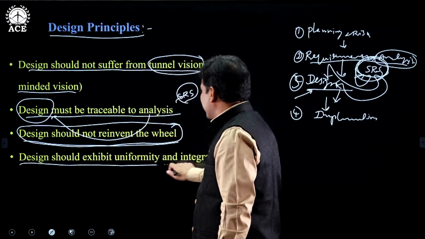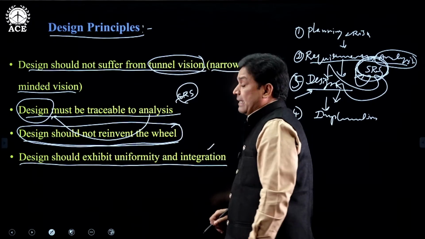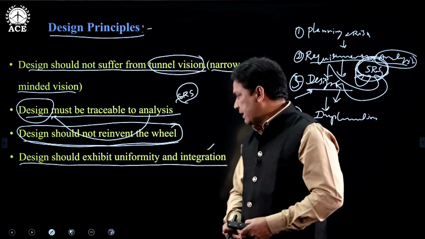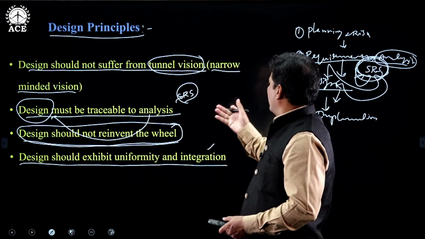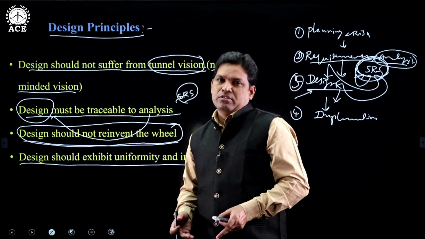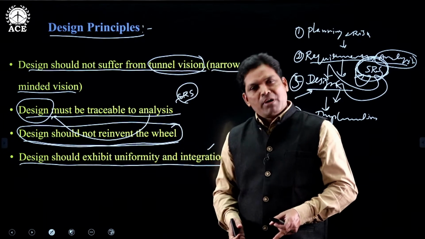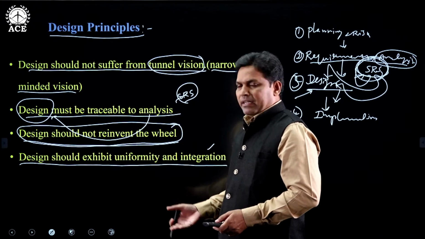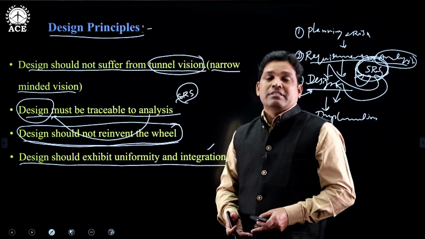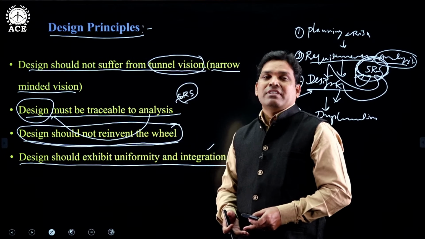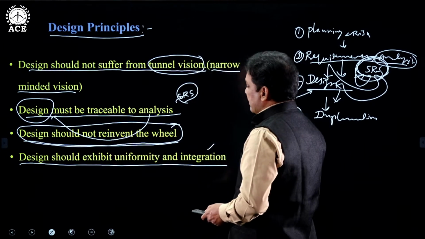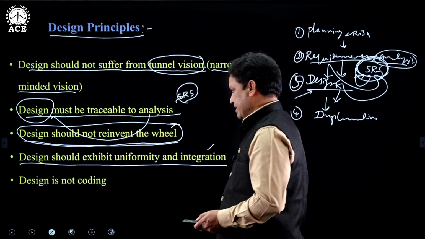Design should exhibit uniformity and integration. We already discussed it. A large complex software system gets divided into modules, design modules. Those are supposed to be integrated. While integrating, inconsistency and interface-related problems should not occur. That is what design should exhibit: uniformity and integration.